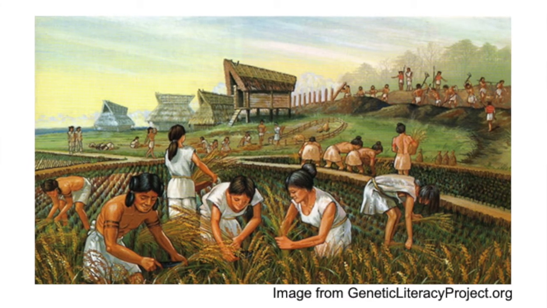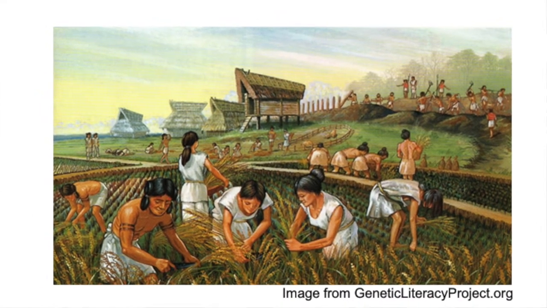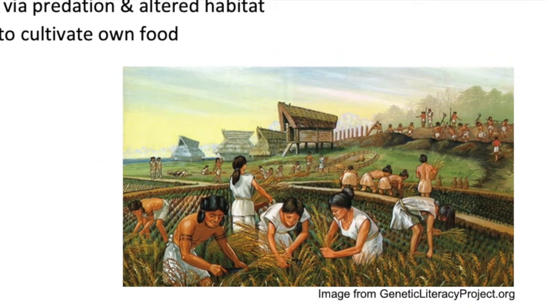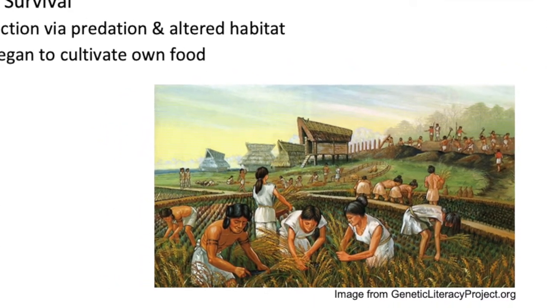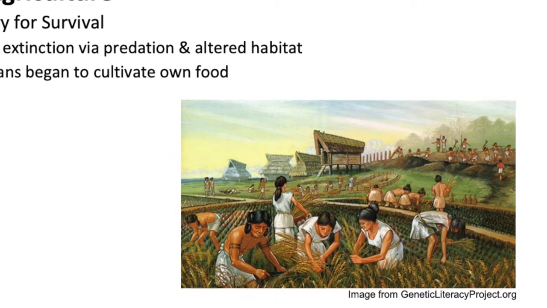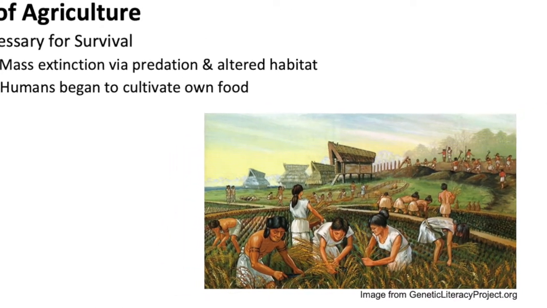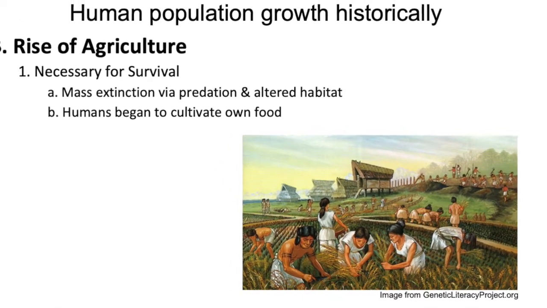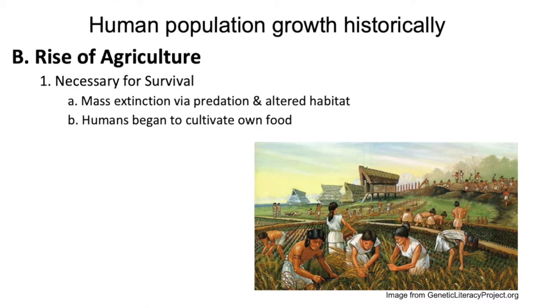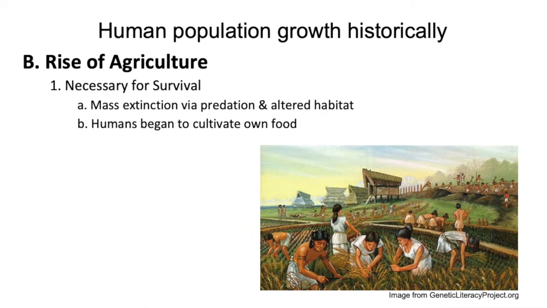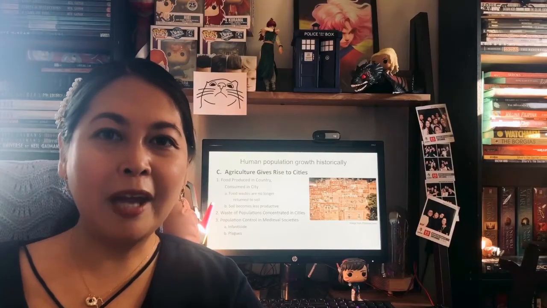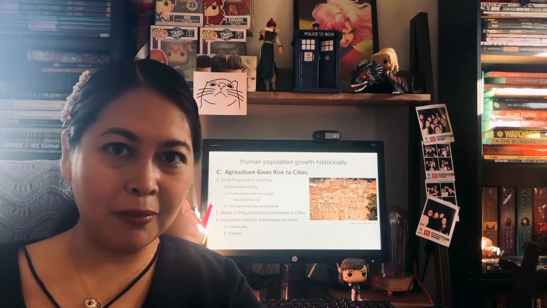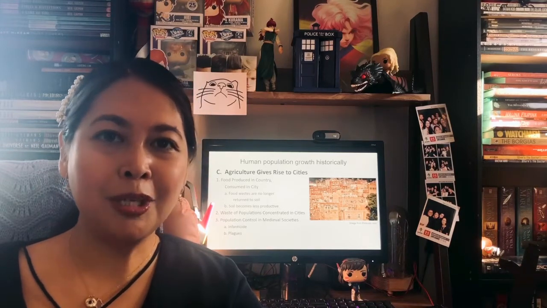With the rise of agriculture, mass extinction occurred of other organisms due to predation and alterations of their habitat. However, it was necessary for the survival of the human species to cultivate their own food, mostly because their population rates increased to a point that they no longer could be supported by the natural production of food of the ecosystems they inhabited. The development of agriculture led to an abundance of food, and this led to a production of wealth, which led eventually to the formation of cities.